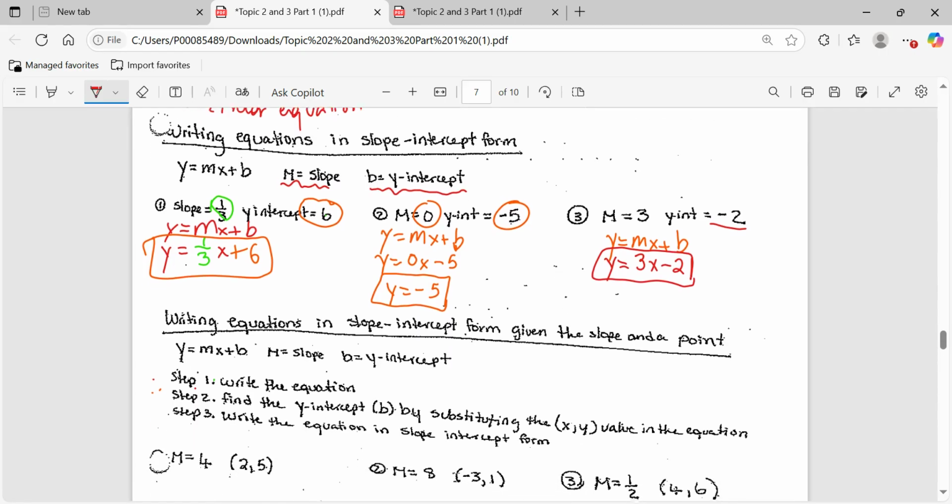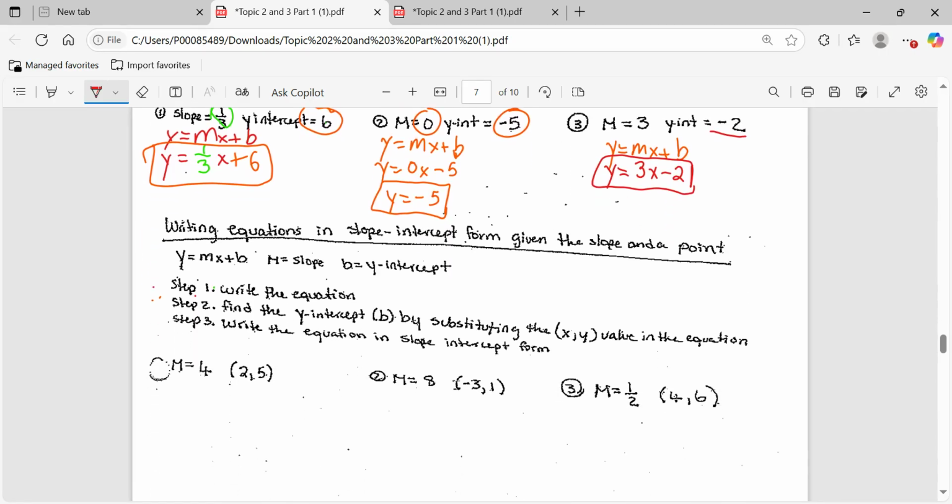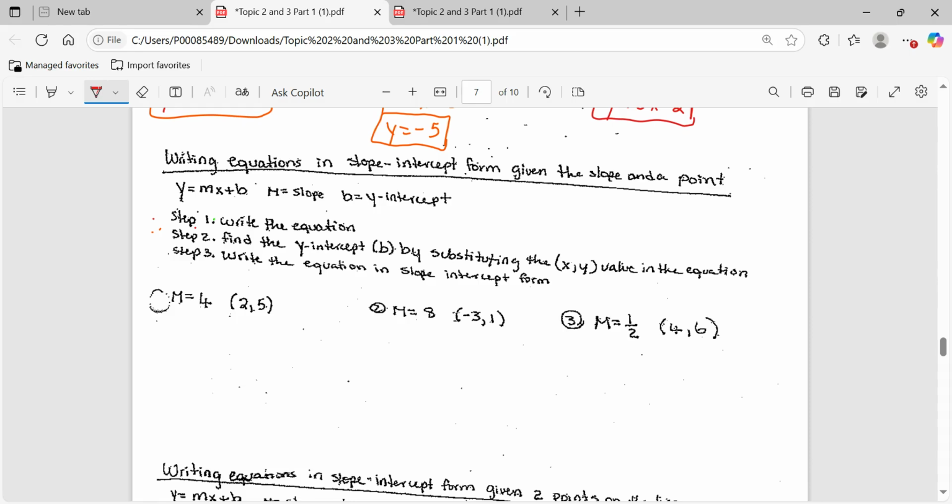So now that we know how to write it with the slope and the y-intercept, let's write the equation in slope-intercept form given the slope and a point. Remember, we still need two things. For slope-intercept form, we're still going to need the slope and we're still going to need the y-intercept. Now we actually have the slope. So we're going to need to find the y-intercept.